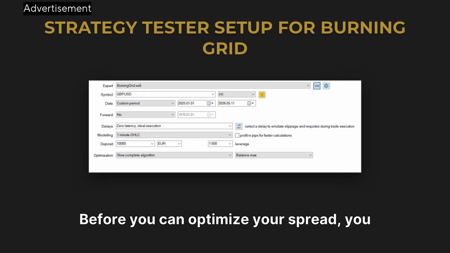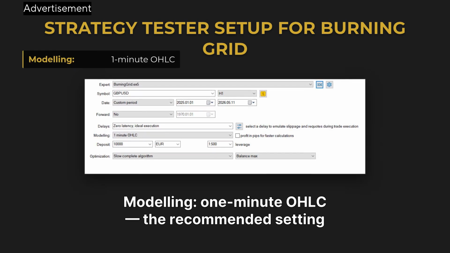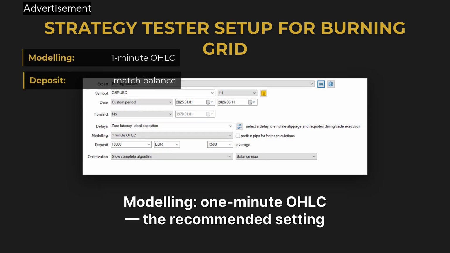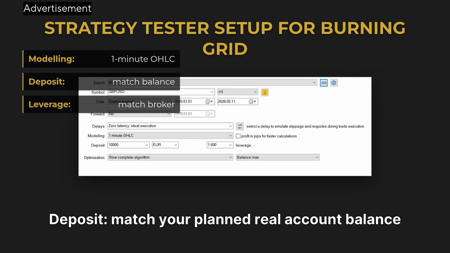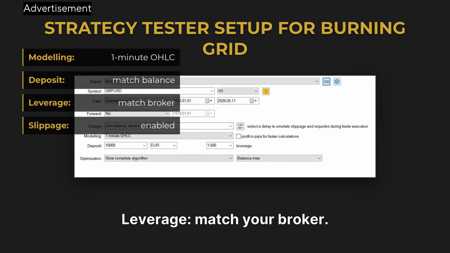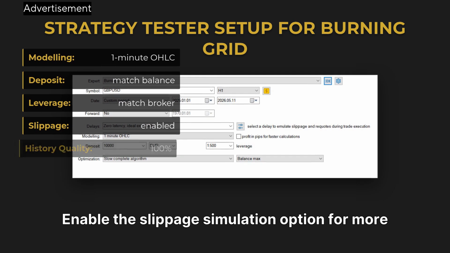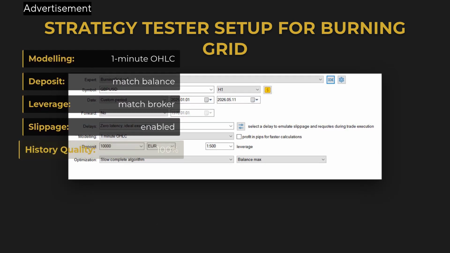Before you can optimize your spread, you need to set up the strategy tester correctly for Burning Grid. Modeling: 1 minute OHLC, the recommended setting for Burning Grid. Deposit: match your planned real account balance exactly. Leverage: match your broker. Enable the slippage simulation option for more realistic execution.